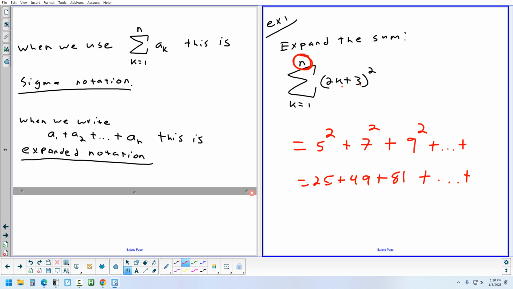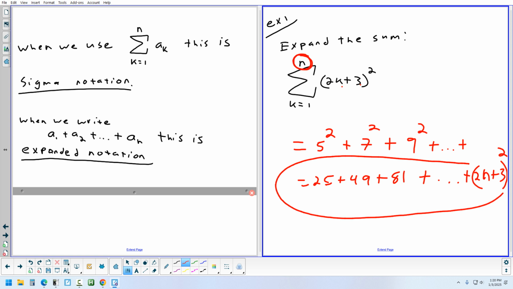So you're going to take n and fill it in for k. That's the last one. What would you get if you plug in n for k? 2n plus 3 squared. We don't know what that is. But whatever n is, that's where we stop. So this is called expanded notation.